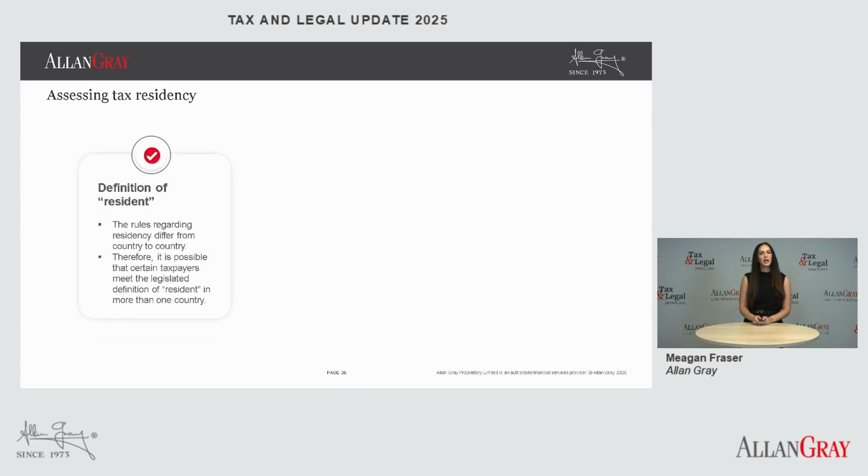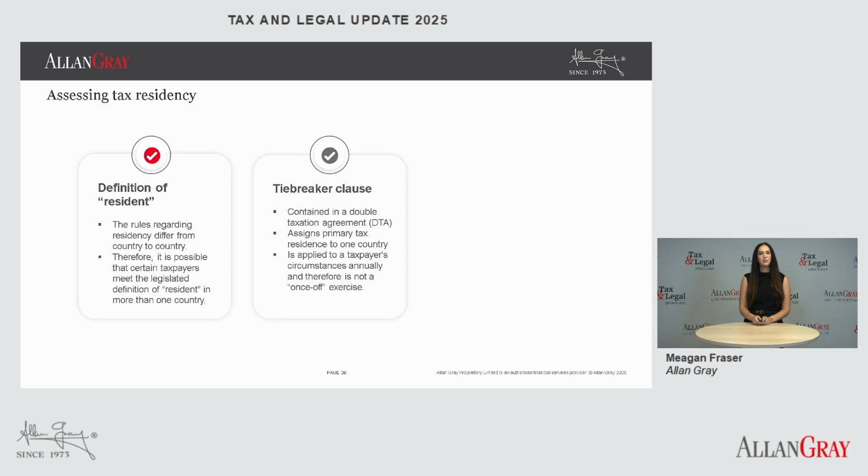So due to the fact that each country has their own set of rules regarding tax residency, it is possible that you may encounter a client who meets the definition of tax resident in more than one country. In this scenario, in order to confirm the client's primary country of tax residency, it is necessary for them to break residency with one of these countries. In this instance, a double taxation agreement, otherwise known as a DTA, may assign taxing rights, and one should specifically look to the tiebreaker clause contained therein. Applying the tiebreaker rules per the DTA is an annual assessment, and the administrative process with SARS would therefore also be annual.